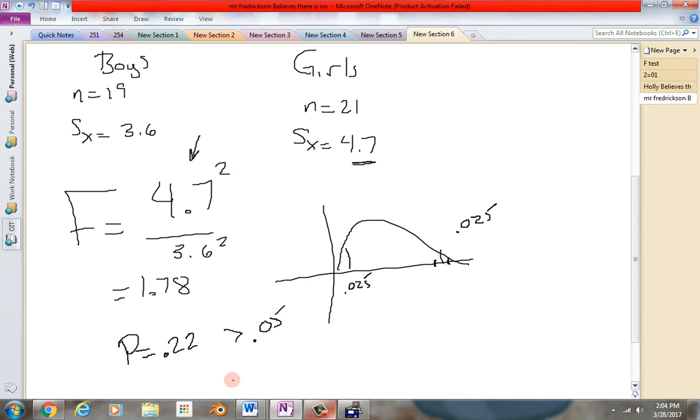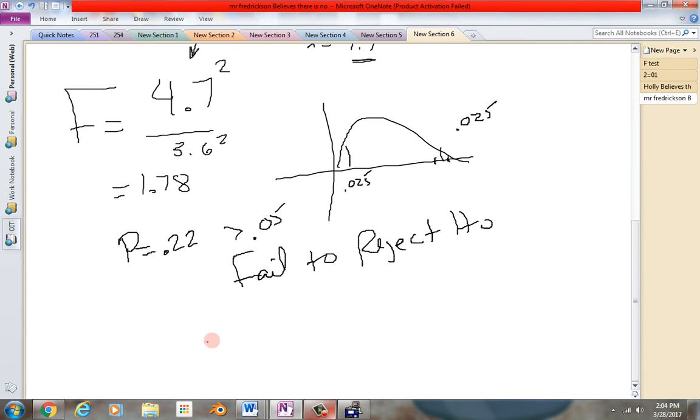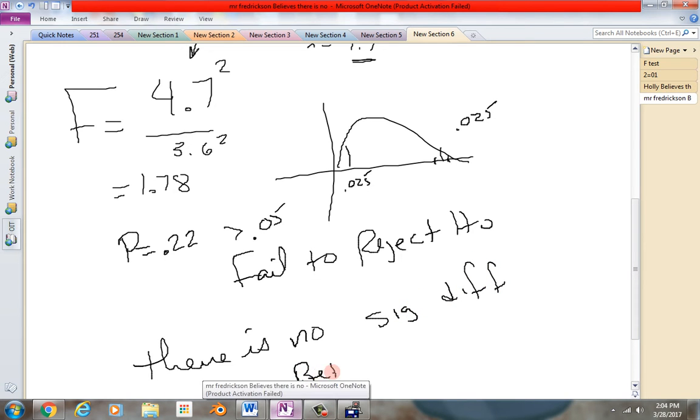So our decision is to fail to reject H naught. And again, by failing to reject H naught, what are we saying? We're saying there's no difference between sigma for the girls and sigma for the boys. Okay, boom. Done. That's it.